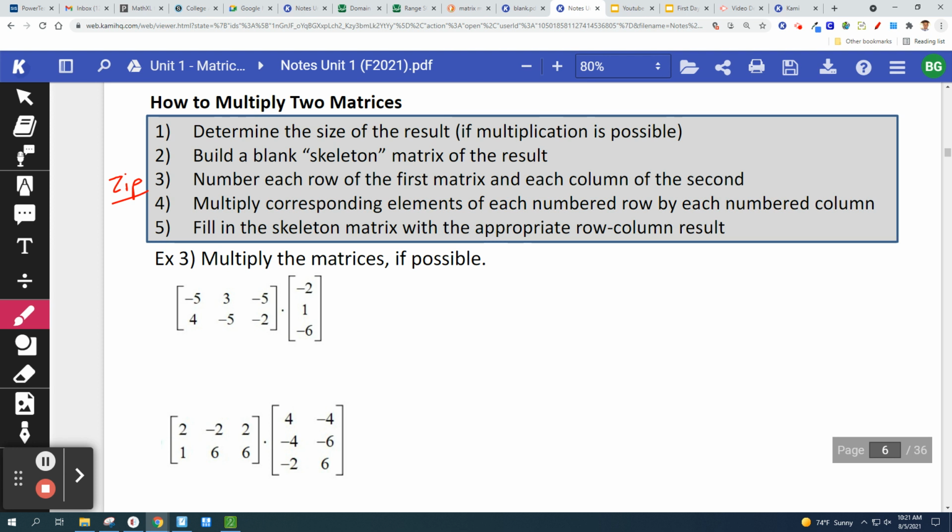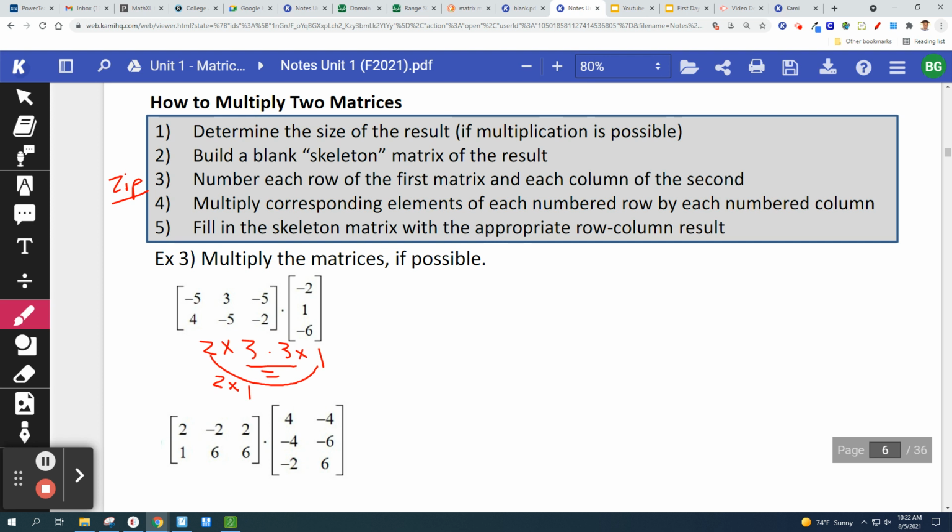So if I'm doing this example number 3, multiply the matrices if possible, the first thing you want to do is determine if it is possible. So I see a 2 by 3 times a 3 by 1. You look at these two numbers, the inner dimensions. Is this going to be possible? Yes, because these two numbers are equal. But not only that, we can see that the answer is going to be a 2 by 1. So we know that it's possible, but we also know that it's going to be 2 by 1. Rows before columns, that's 2 rows and 1 column.